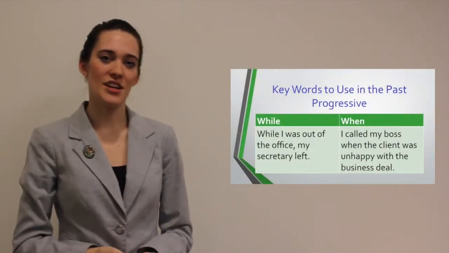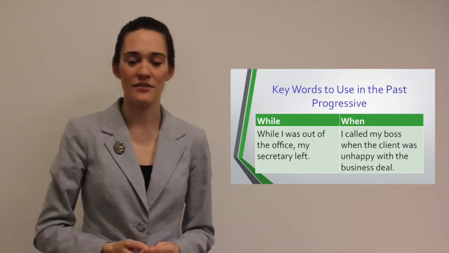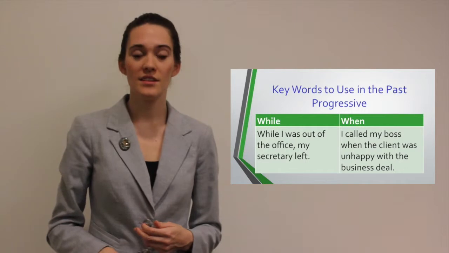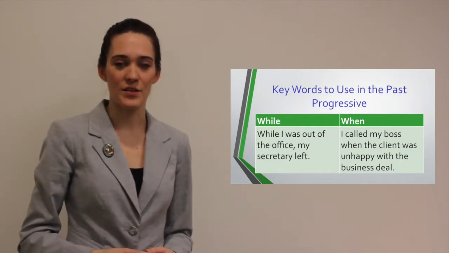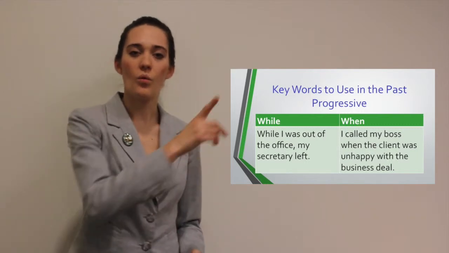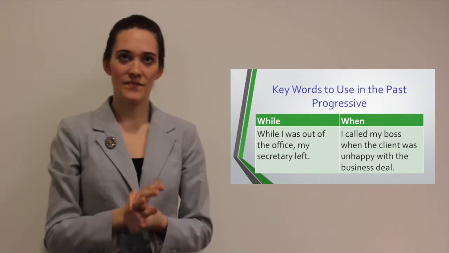Another thing that you should consider is key words that will be used in the past progressive, such as while. An example sentence is, while I was out of the office, my secretary left.